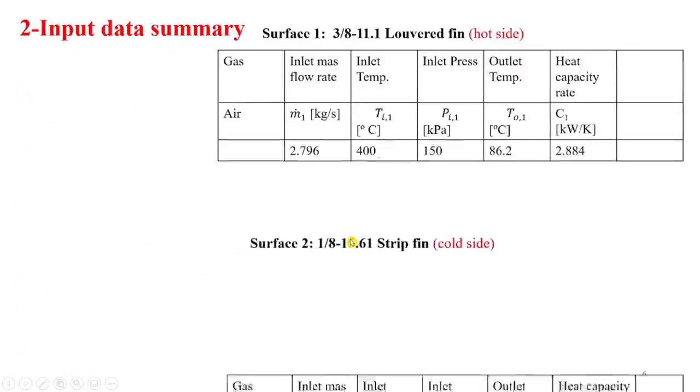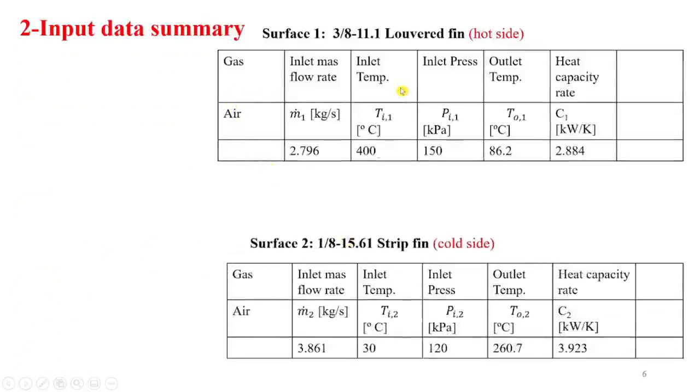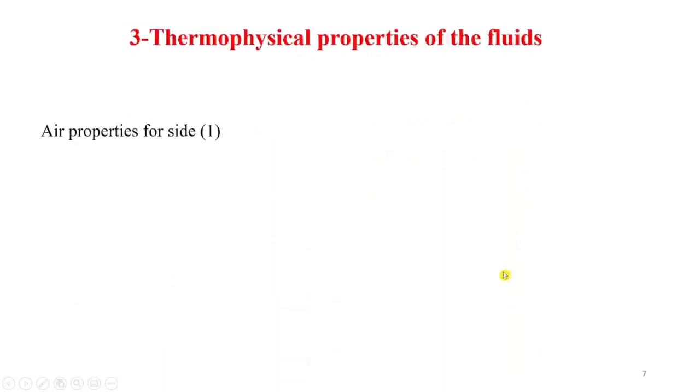We summarize the input data in tabulated form so it will be easy for us to proceed. The gas is air for side 1 and louvered fin, the mass flow rate, inlet temperature, inlet pressure, outlet temperature, and the heat capacity rate. The same thing also for the strip fin, which is the cold side. We are giving also the same information.